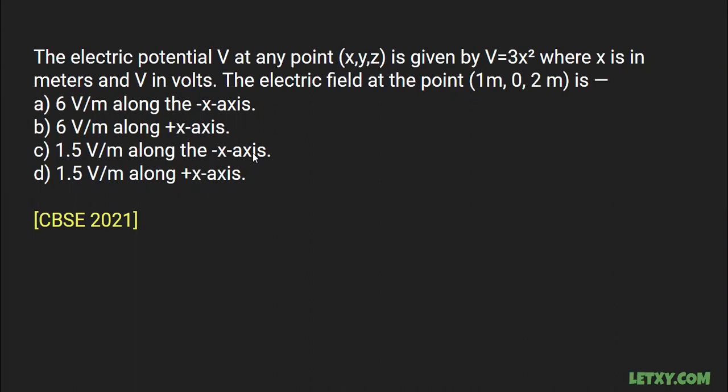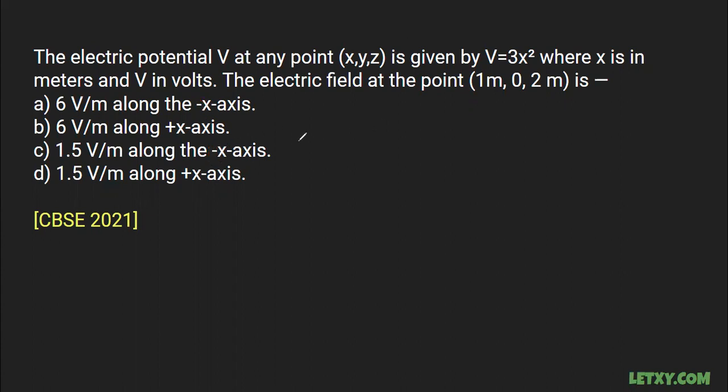These are the options: 6 volt per meter along the negative x-axis, 6 volt per meter along the positive x-axis, 1.5 volt per meter along the negative x-axis, and 1.5 volt per meter along the positive x-axis. You need to remember that this is not just a hyphen. This is actually the negative sign that we have to consider, right?